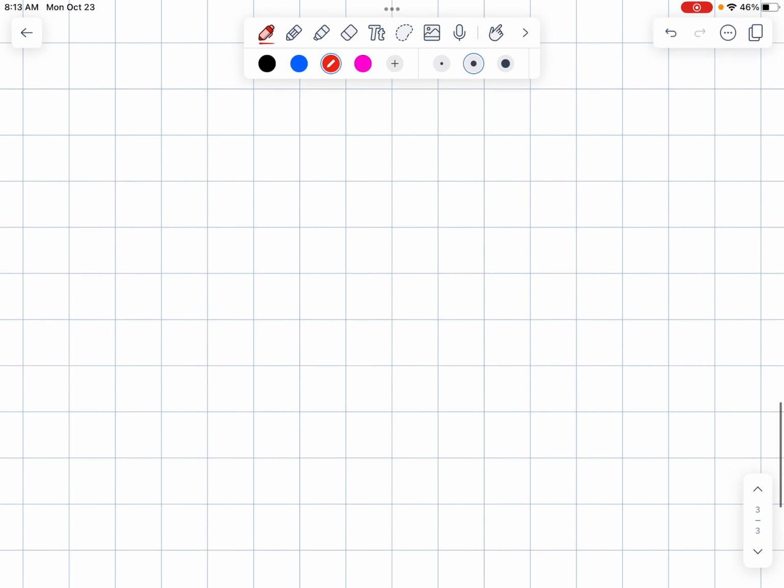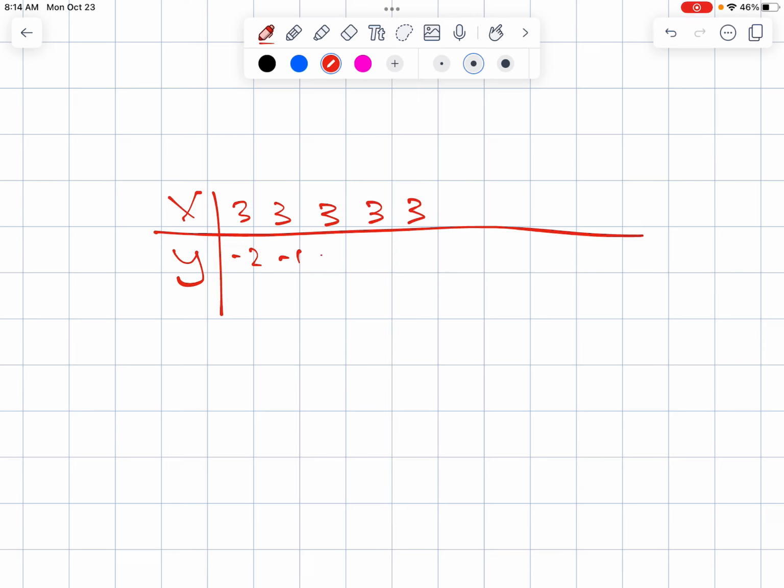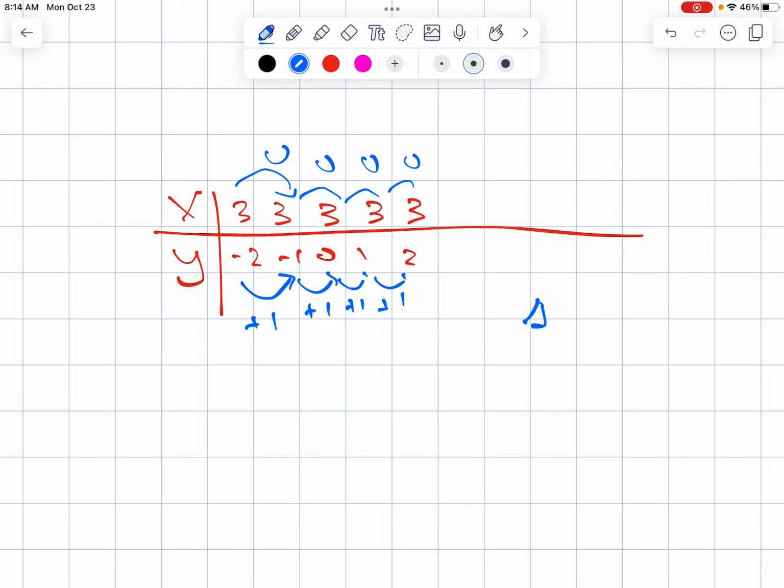And let's look at a different equation right here. Let's do x, let's do y, and this one, let's do it like this. We'll do 3, 3, 3, 3, 3, and negative 2, negative 1, 0, 1, 2. So here, let's talk about the change in the y values. This is plus 1, plus 1, plus 1, plus 1. Change in the x values is 0, right? They're not changing. So again, slope is change in the y's divided by the change in the x's. Change in the y's here is going to be 1. Change in the x's is 0.